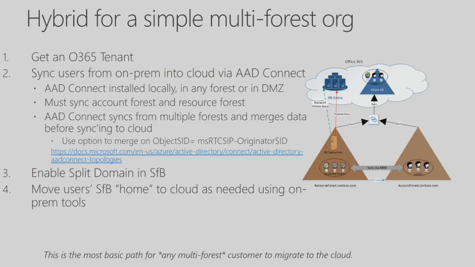And what you'll notice is that I changed colors here. I used green on this slide. That's happening in the resource forest. It's not in the account forest, right? The reason you want to sync both forests is because all the core identity information is coming from the account forest, and AAD Connect treats that as authoritative, but all the Skype attributes are actually in the resource forest, right? So that's where you need to get that data from. It does the merge on the object SID, and then sends it up to AAD. So if you have more than one forest, this is your most basic path, and it doesn't matter how many forests you have, as long as you have one deployment of Skype.